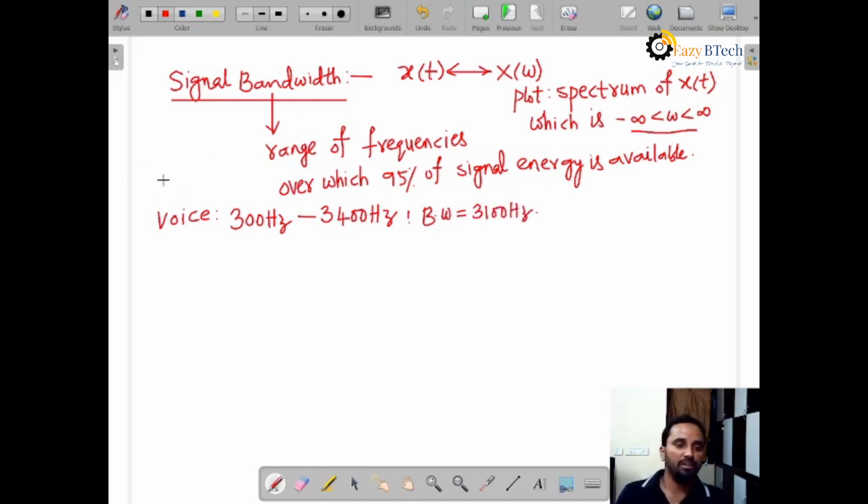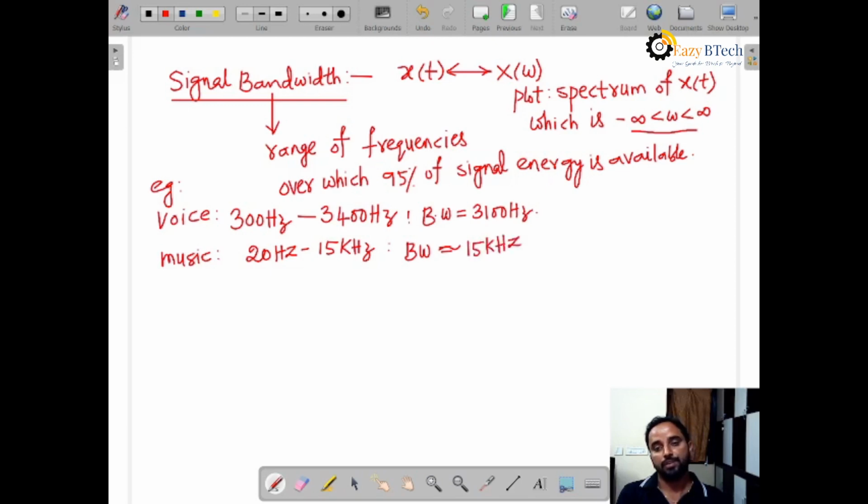This is the example of how to find the bandwidth of a signal. Next, another example, music. Music is also a signal. Generally the music audio frequency range is 20 Hz to 15 kHz. The bandwidth of music is 15 kHz minus 20 Hz, approximately 15 kHz.